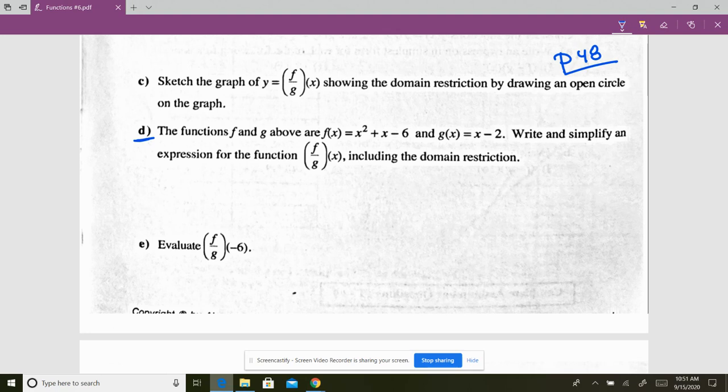Okay, so f over g of x means f of x over g of x. So write out the functions just like that. f of x is x squared plus x minus 6, and g of x is x minus 2.